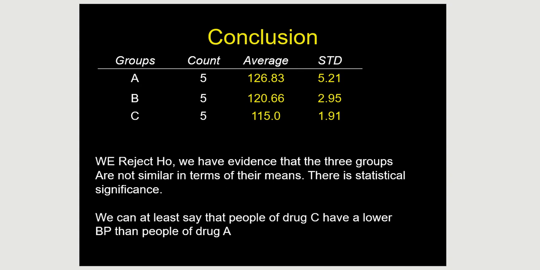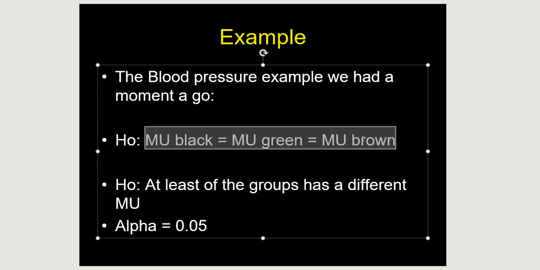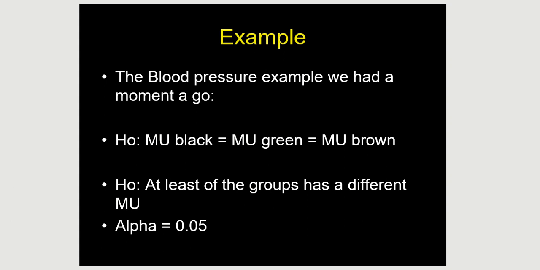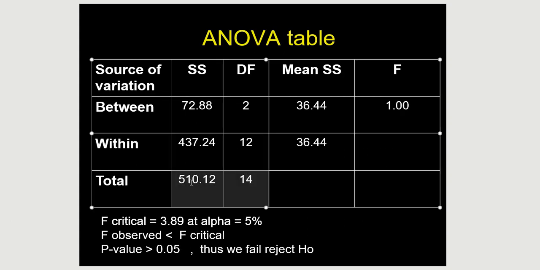But what about when we were working with eye colors? Well, you write your null hypothesis, your alternative hypothesis, you assume the null is true, you set alpha at 5%, and then you come to your table. The totals are the same, they haven't changed, but the distribution of the sum of squares is quite different this time. 437.24 went to the within, 72.88 went to the between.